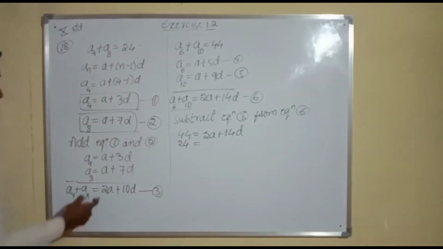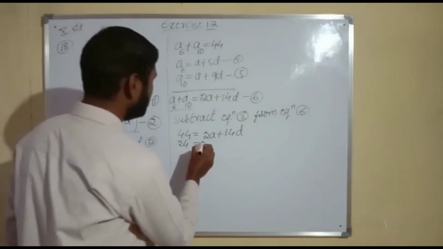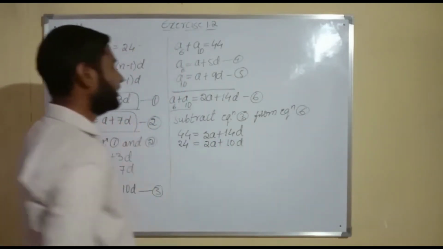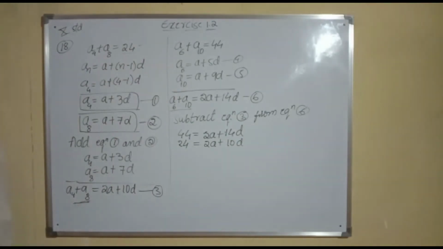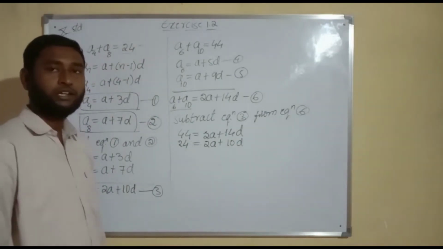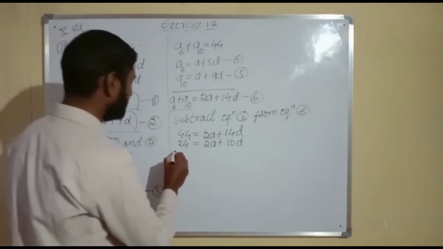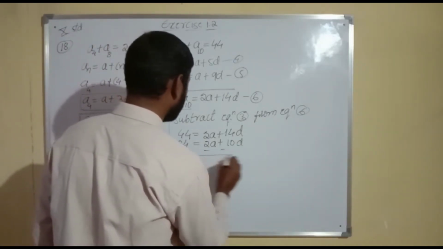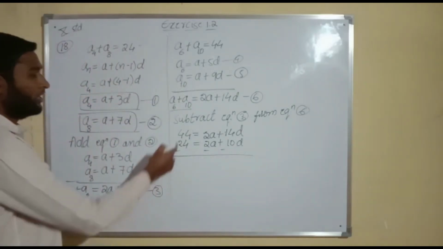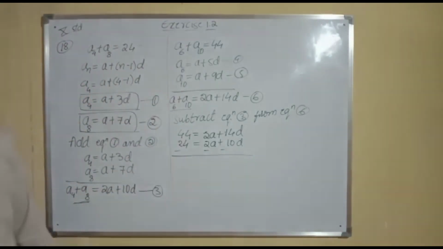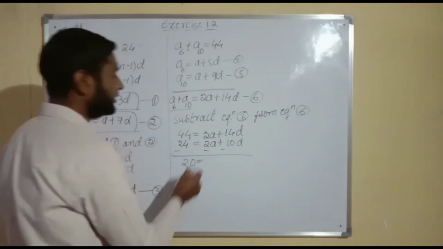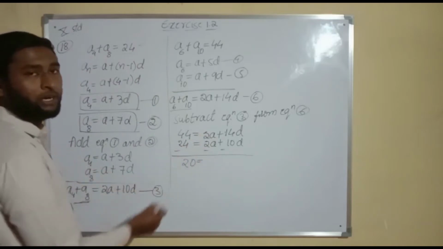24 is equal to 2a plus 10d. As I have told you, while subtracting, we have to change the signs of the second equation. Minus, here it is minus, here it is minus. Okay? 44 minus 24. How much remains there? There remains 20, which is equal to, here see, 2a minus 2a.